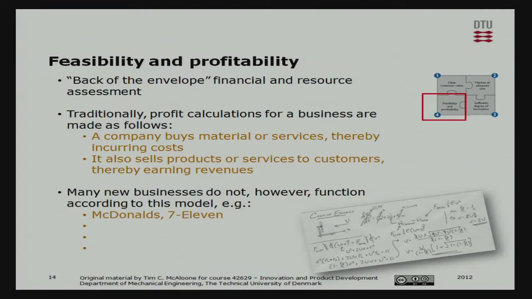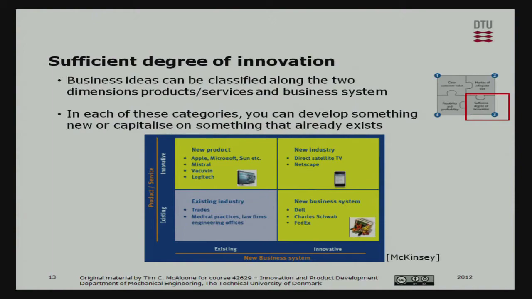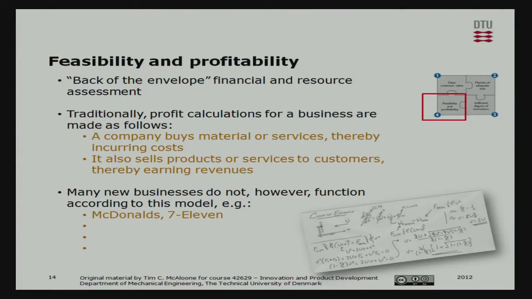The next thing to do, this is the first screening, remember, of your idea, is to do a type of feasibility and profitability analysis on the back of an envelope, as it's called. So it could be a finance and resource assessment. And we have two different ways of thinking. In the old system of looking at new products in existing markets, maybe we'll think about this type of model where the company buys material and has overhead costs and production costs, and therefore needs to offset those and make a profit by selling the products and services to customers and thereby earning their revenues. That's one way of doing it.